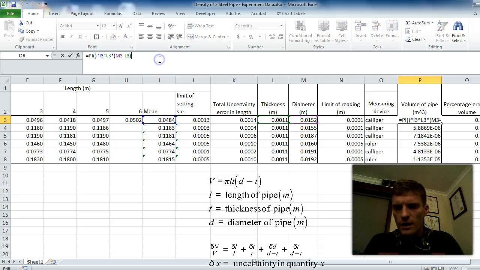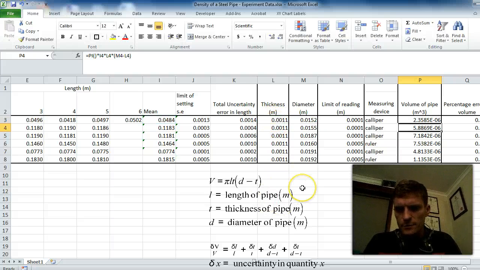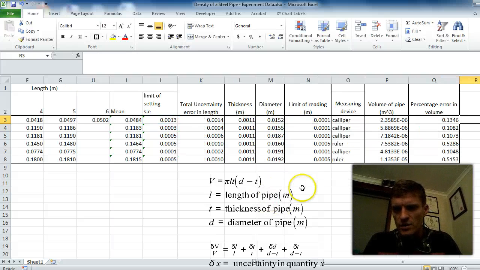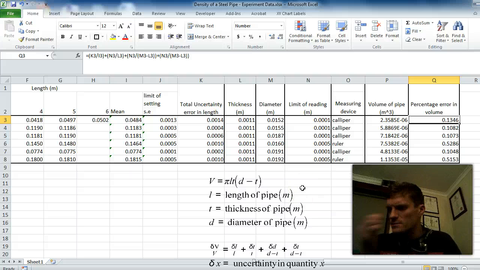Now, let's check our volume formula. We have the first quantity, pi times L, where L is the mean length. And then multiplied by the thickness, L3, which is the green one. There it is, thickness. And then multiplied by the bracket: the diameter, purple, subtract the thickness. So that's correct. Alright, let's come over to percentage error in volume.